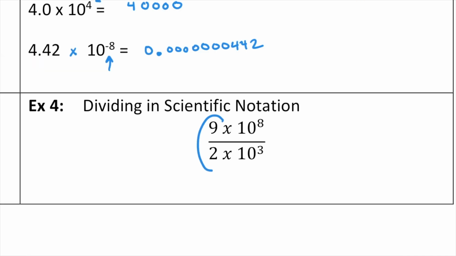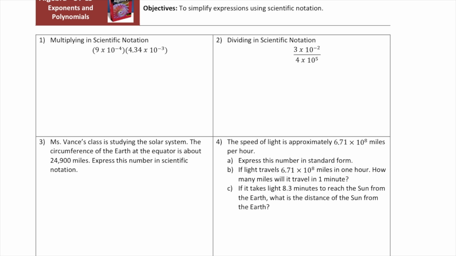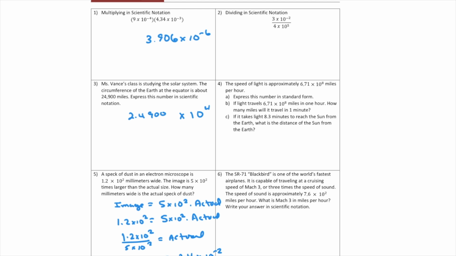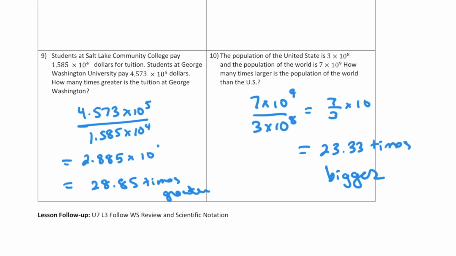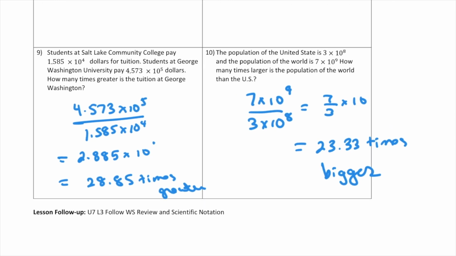For example 4, we start with 9 divided by 2, which is 4.5. 10 to the 8th divided by 10 to the 3rd is going to be 10 to the 5th power. Subtract your exponents. So this one is already in scientific notation. We didn't have to make any more changes. So try the following problems and then come back and check your work. For the word problems, make certain you read them carefully so that you can set them up and then use scientific notation to answer your questions.